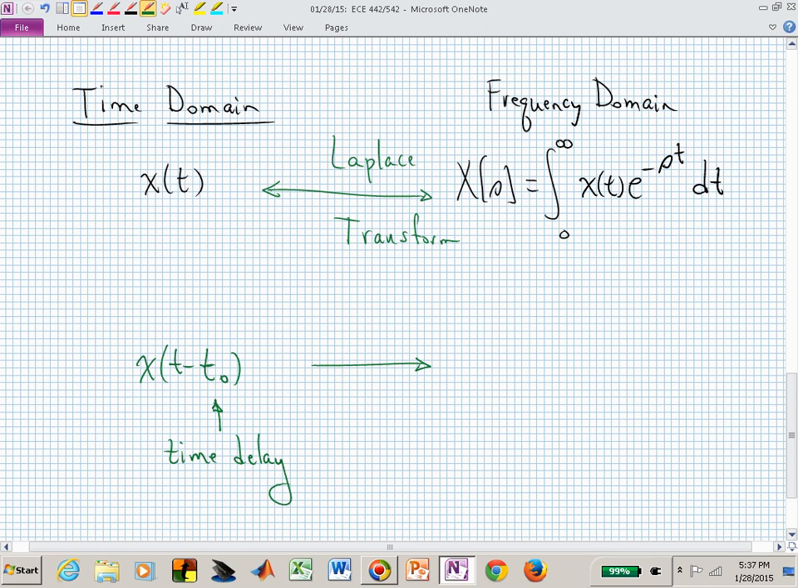You could actually do this in your head and just start by substituting little x of t minus t naught into the definition of the Laplace transform and derive this relationship. Maybe that's what you should do while you're watching the game tonight. Because it may not be much of a game, and you may want to get more out of this. This may be more entertaining, deriving this relationship.